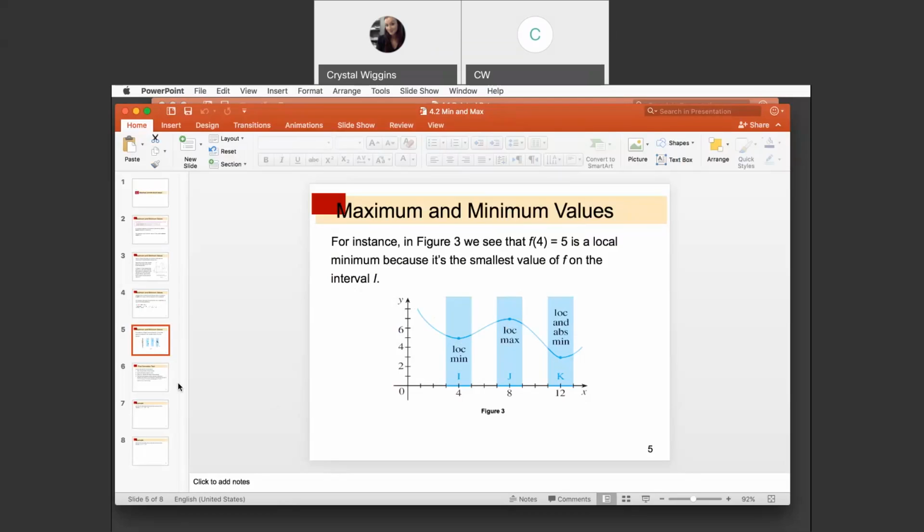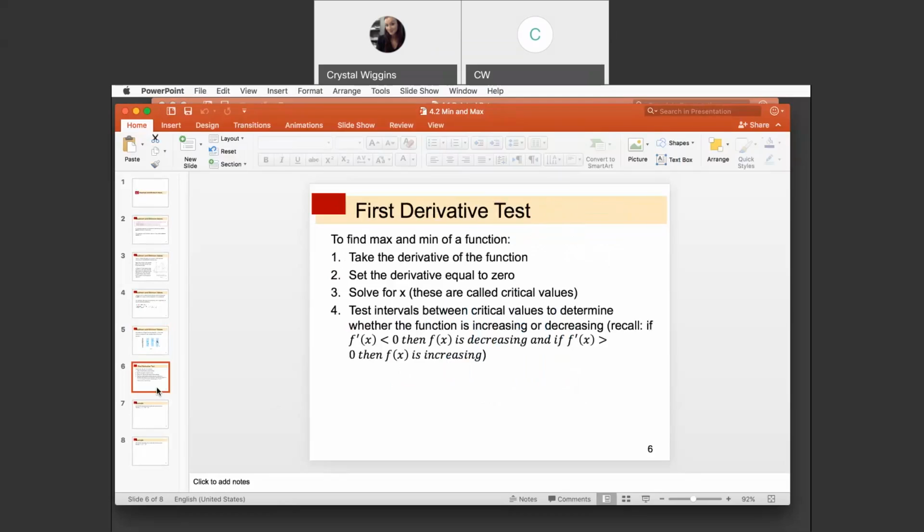The first derivative test is what we will do in order to determine local mins and maxes and global mins and maxes. The first step is to take the derivative of the function. The second step is to set the derivative equal to 0. Recall a derivative is the slope of the tangent line. If the slope of the tangent line is 0, it creates a horizontal line, which identifies mins and maxes, because all mins and maxes have tangent lines that are horizontal lines.